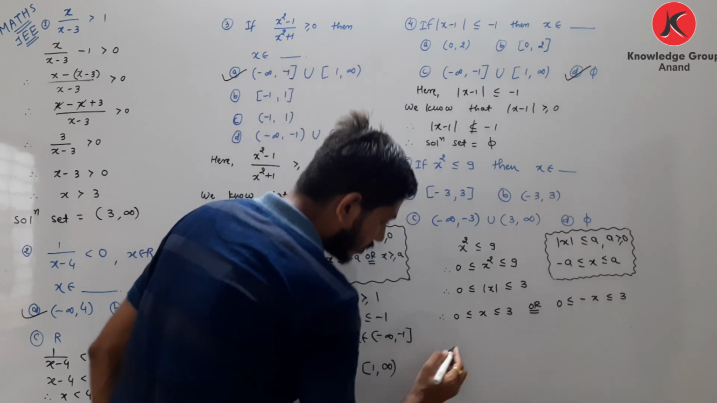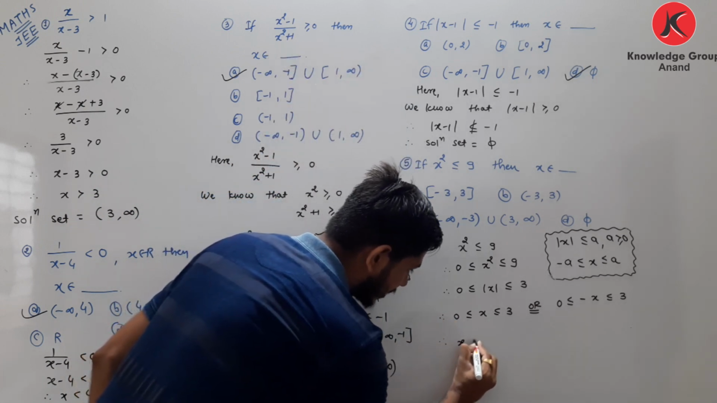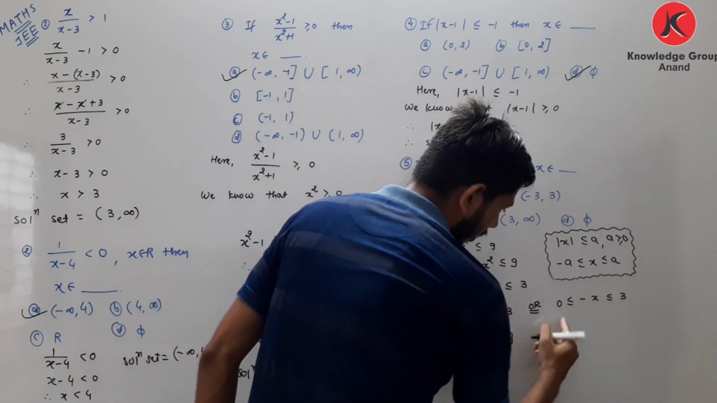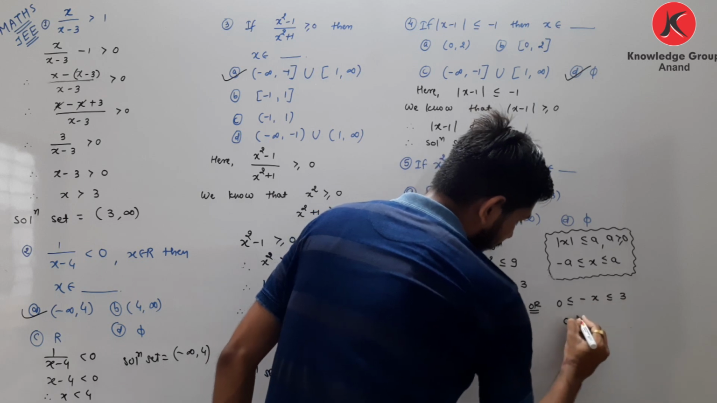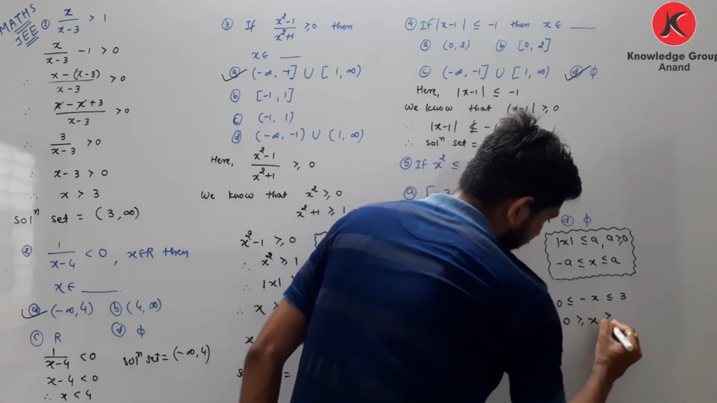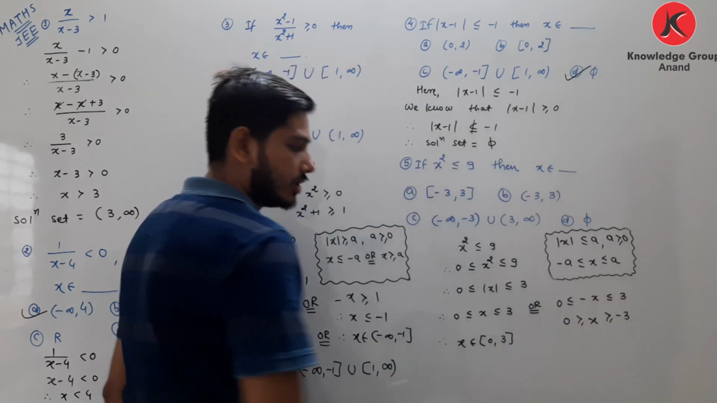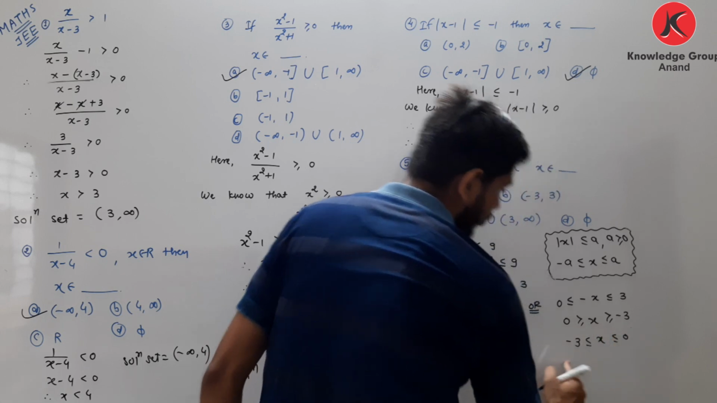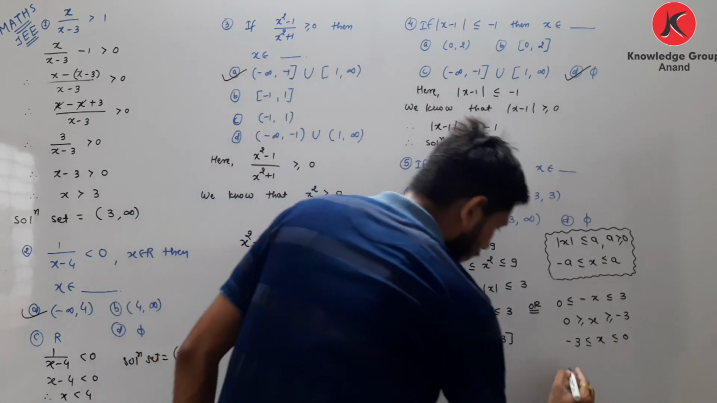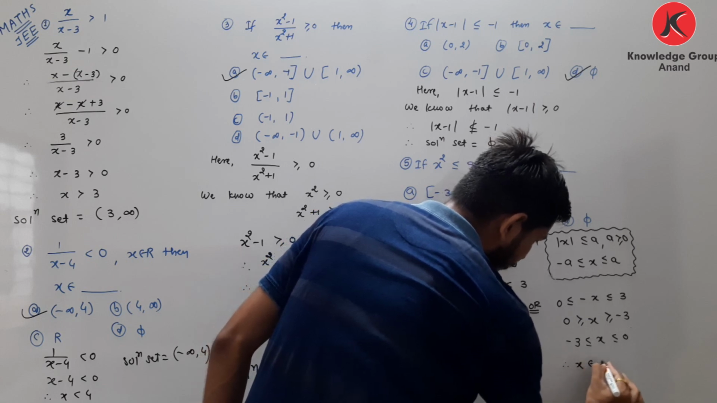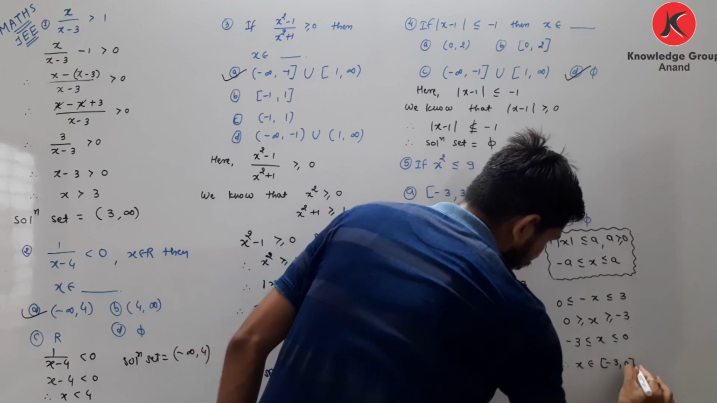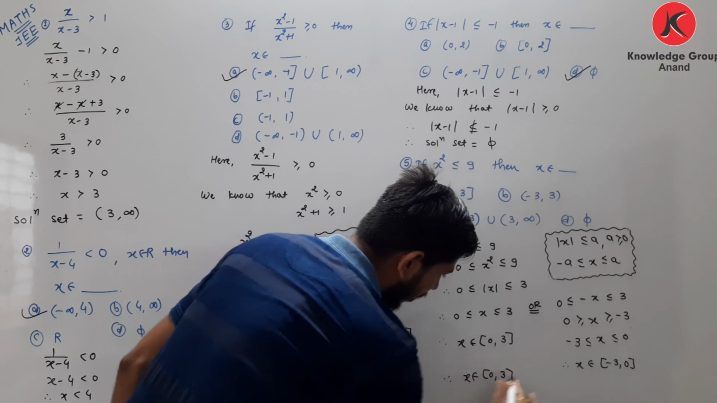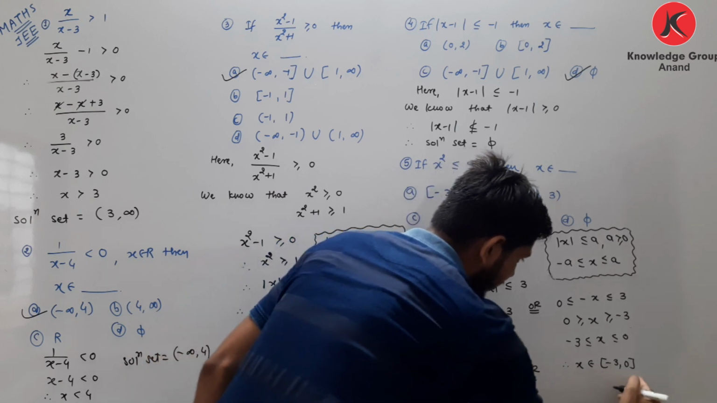0 less than equals to x less than equals to 3. That means x belongs to 0 to 3 here. Or here minus से multiply करो, therefore we will get 0 greater than equals to x greater than equals to minus 3. Inequality will change. Now we can write like this: minus 3 less than equals to x less than equals to 0. આપણે less than ના ફોર્મમાં જ always લખીએ છીએ. Therefore we can write x belongs to minus 3 to 0. Here x belongs to 0 to 3 or x belongs to minus 3 to 0.